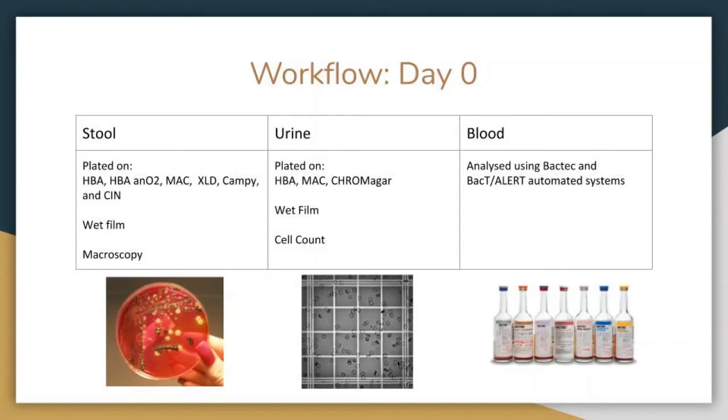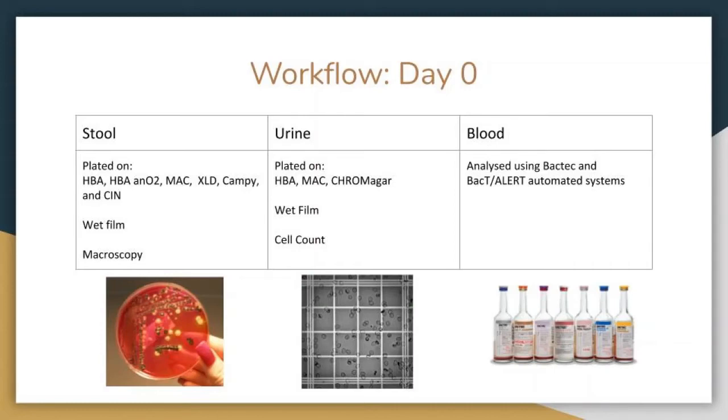Typically, stool samples are plated on horse blood agar, anaerobic horse blood agar, MacConkey, XLD, CAMP, and CIN. For urine samples, these plates should be inoculated: horse blood agar, MacConkey, and chrome agar. The blood culture was analyzed using BACTEC and BACT/ALERT automated systems and showed no growth after 5 days. The case study showed no blood infection and no significant growth for both midstream urine and stool cultures.